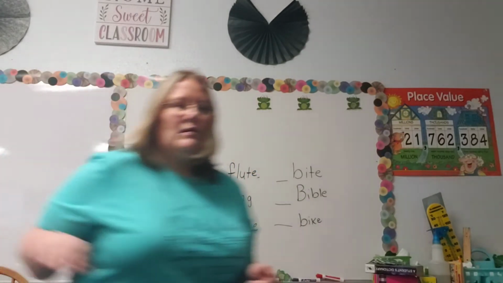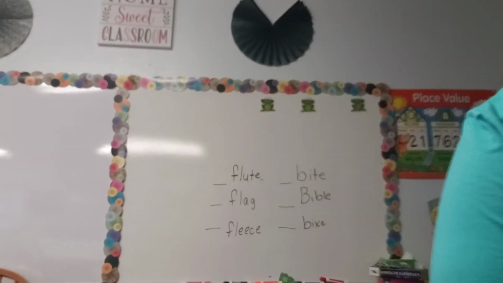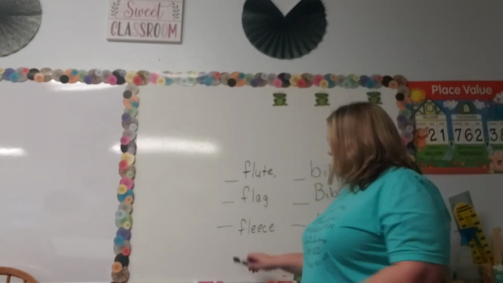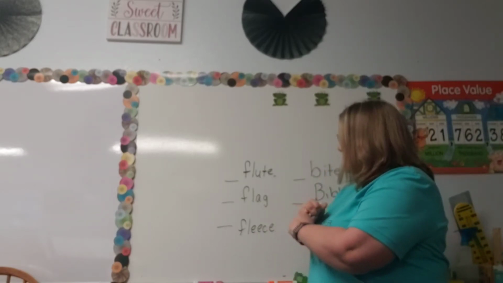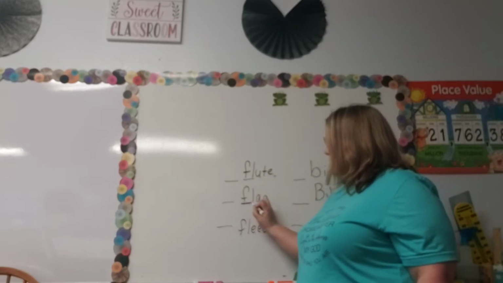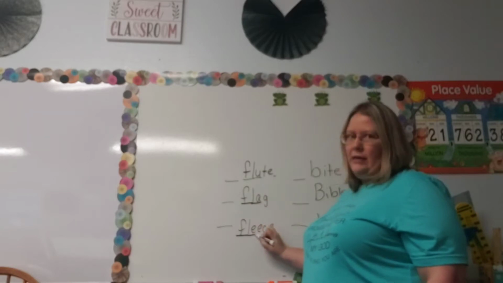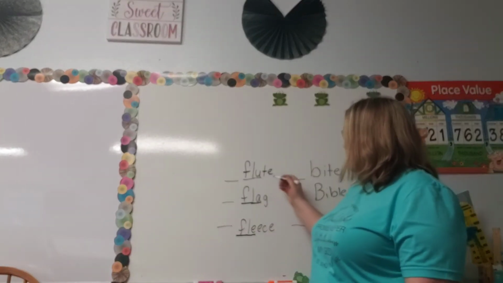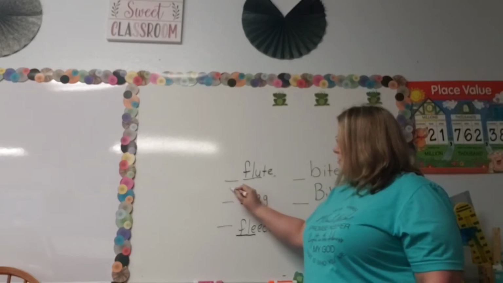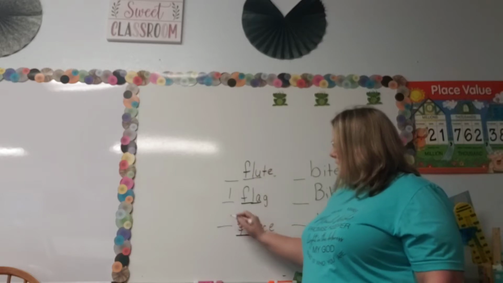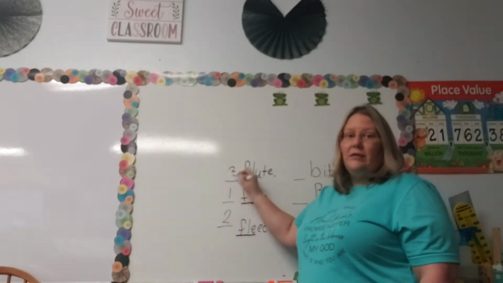So we're going to look at a couple of words on the board, and then we'll look at your paper. We have flute, flag, fleece. So we have FL in each one, so we've got to go to the third letter: a U, an A, or an E. In ABC order, the A comes first. Then we have an E or a U. E comes before U in the alphabet, so E is number 2 and U is number 3.